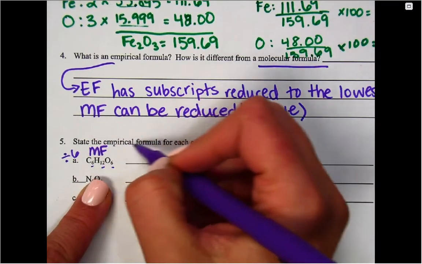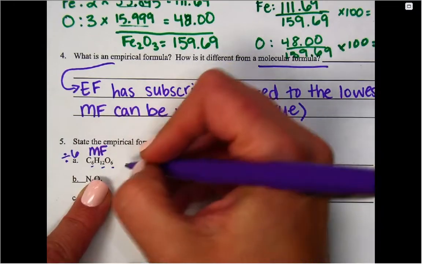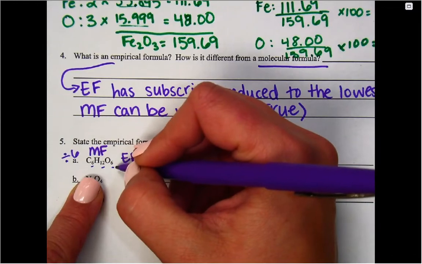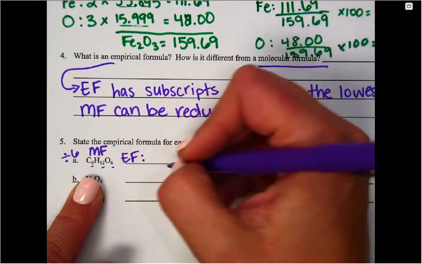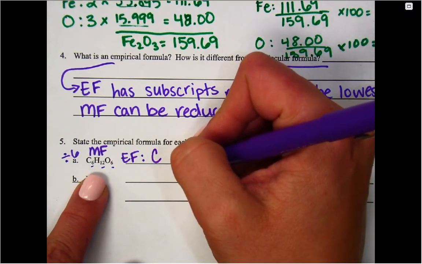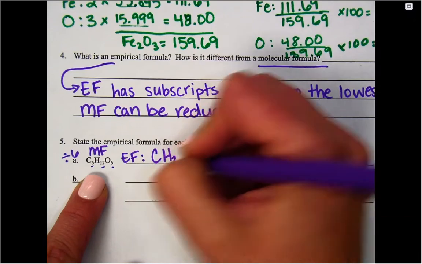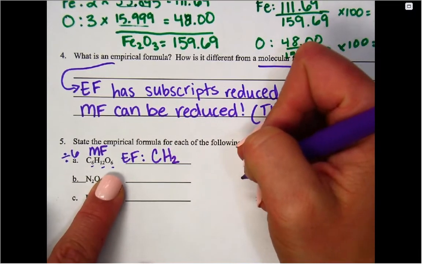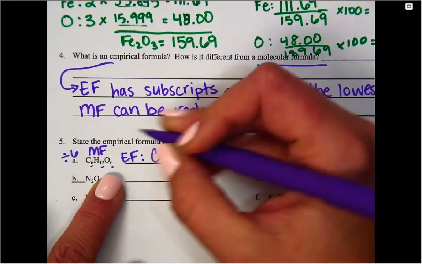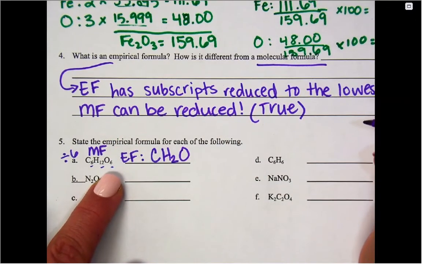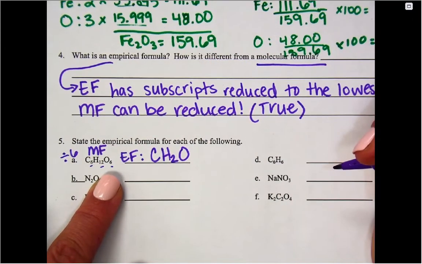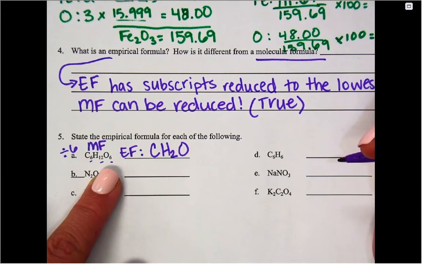So this says state the empirical formula for each of the following. So we're going to go ahead and change that to be the empirical formula of dividing all three of those by 6. So what is 6 divided by 6? 1. So we're going to have C. What's 12 divided by 6? 2. So we're going to have H2. And what's 6 divided by 6? 1 again. So we're going to have CH2O. This is your empirical formula for glucose. All that we're doing is we're reducing our little numbers, just reducing them to the simplest ratio.